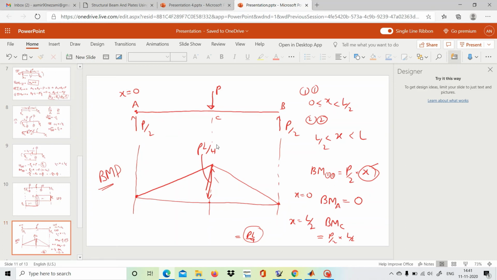So here we have seen the shear force and bending moment diagram in this lecture, and now we will make a code in MATLAB for this problem.